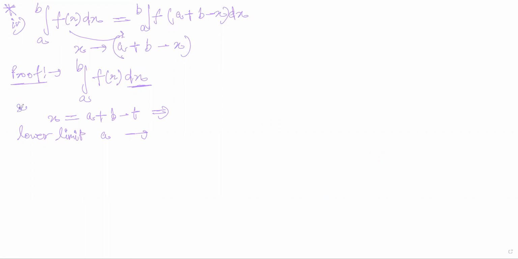So I substitute x as a plus b minus t. Now to find out t, take t to the left hand side and x to the right hand side. So t would be a plus b minus x, right? Now you need to change the limits. The lower limit is a, that is x is a. So t would be a plus b minus a, which means the lower limit for t would be b.